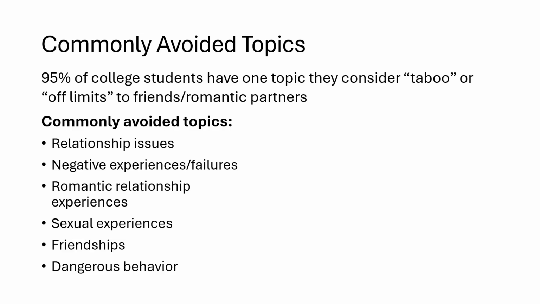We also commonly avoid talking about negative experiences and failures, right? So this could be things like traumatic experiences or experiences that may be considered socially unacceptable. We might avoid talking about romantic relationship experiences, so past relationships. We might avoid talking about a past relationship to avoid hurting your current partner or reliving a bad experience.